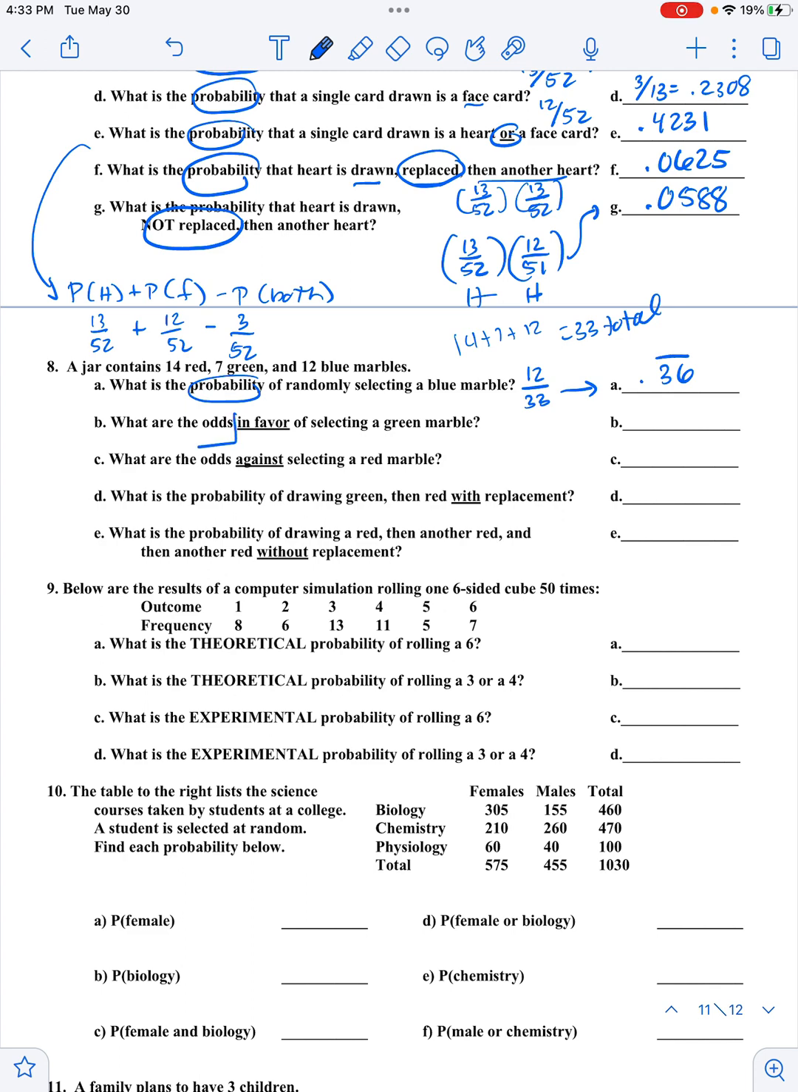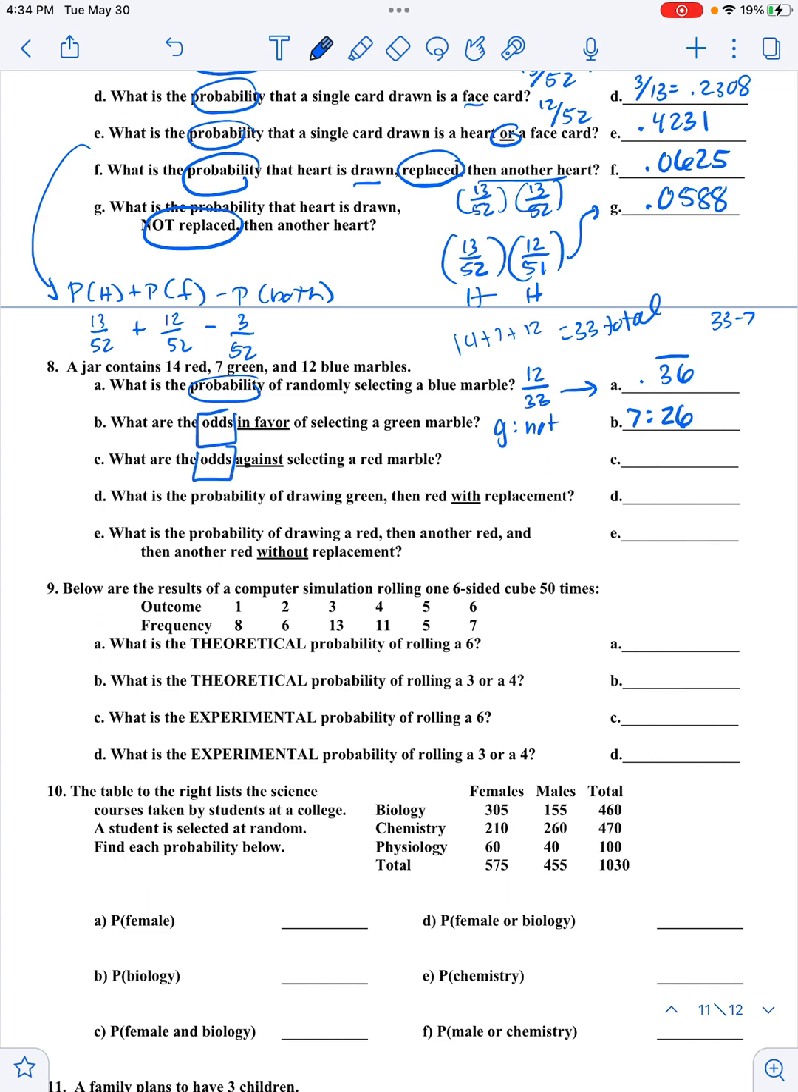Now we're switching to odds. In favor of green means green compared to not green. How many are green? 7. How many are not green? Well, there's 33 total, so if I take out the 7 that are green, then it's going to turn to 26. And nothing goes into both 7 and 26, so I can't reduce.